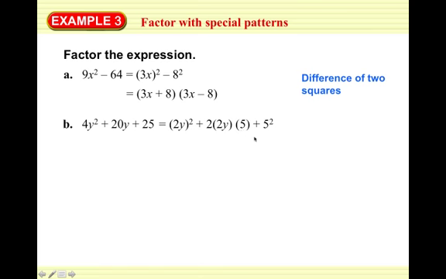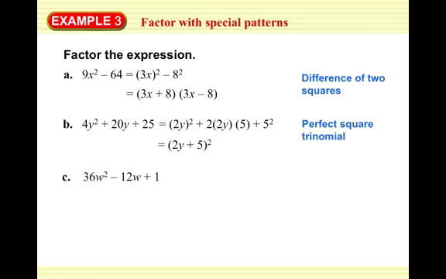So this is a perfect square trinomial, and so it can be factored as 2y, your first base here, plus 5, the second base, quantity squared. It works if you have a minus also, not a minus 2 as in negative 2.